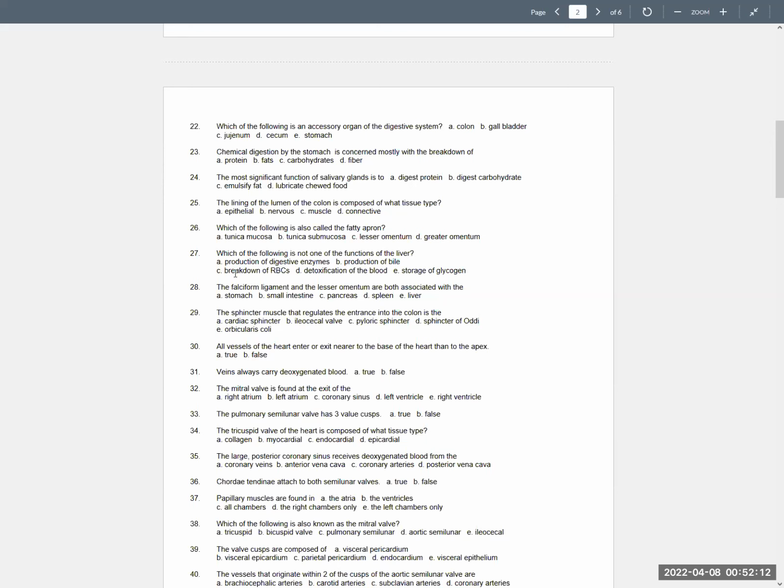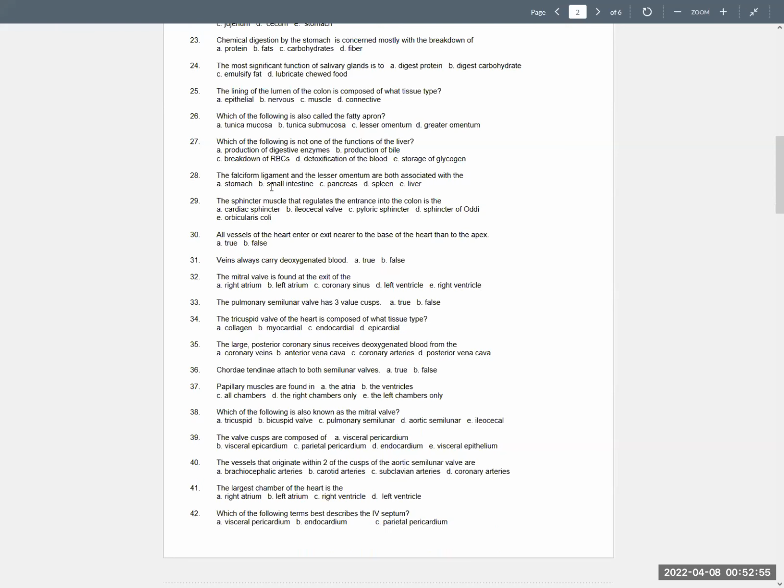Which of the following is not one of the functions of the liver? I don't usually like backwards questions like this, but I did ask it, so here it is. Which one's not a function of the liver? Breakdown of RBCs. That is a function of the liver. Production of digestive enzymes. That's the correct answer. The liver does the other four things and many others. In fact, the liver has, by count, somebody counted them up, 505 beneficial functions. I don't know what they are.